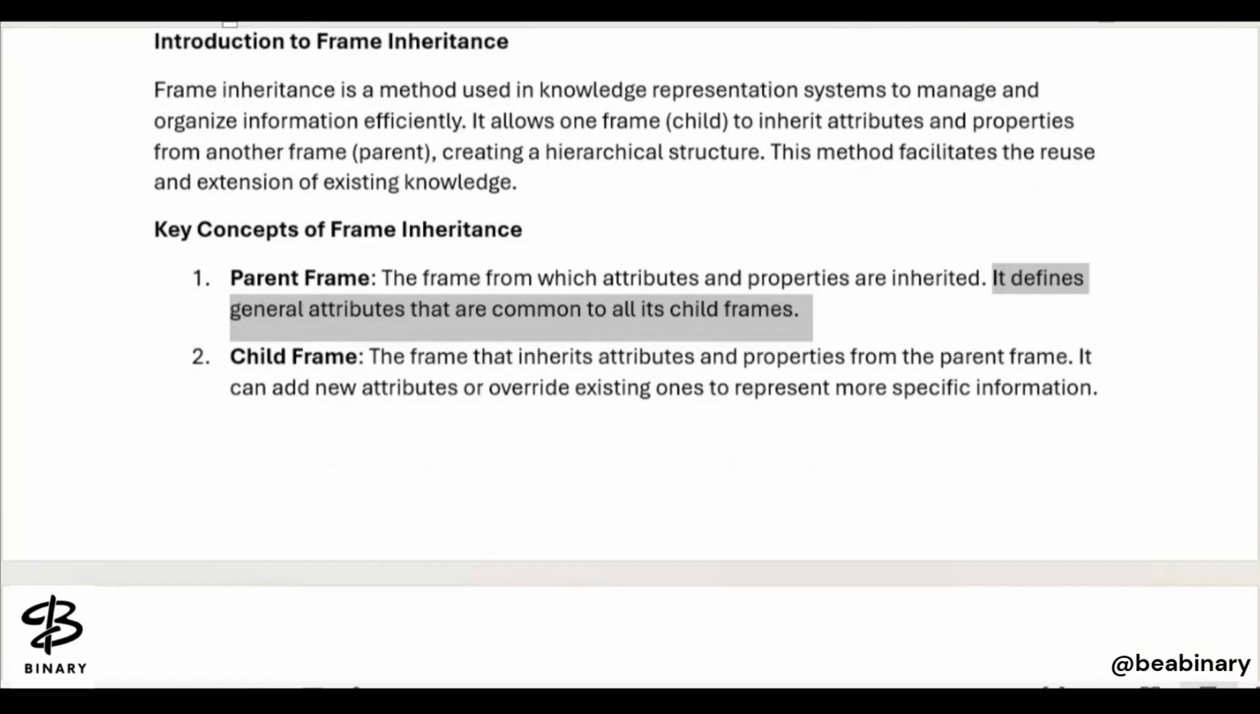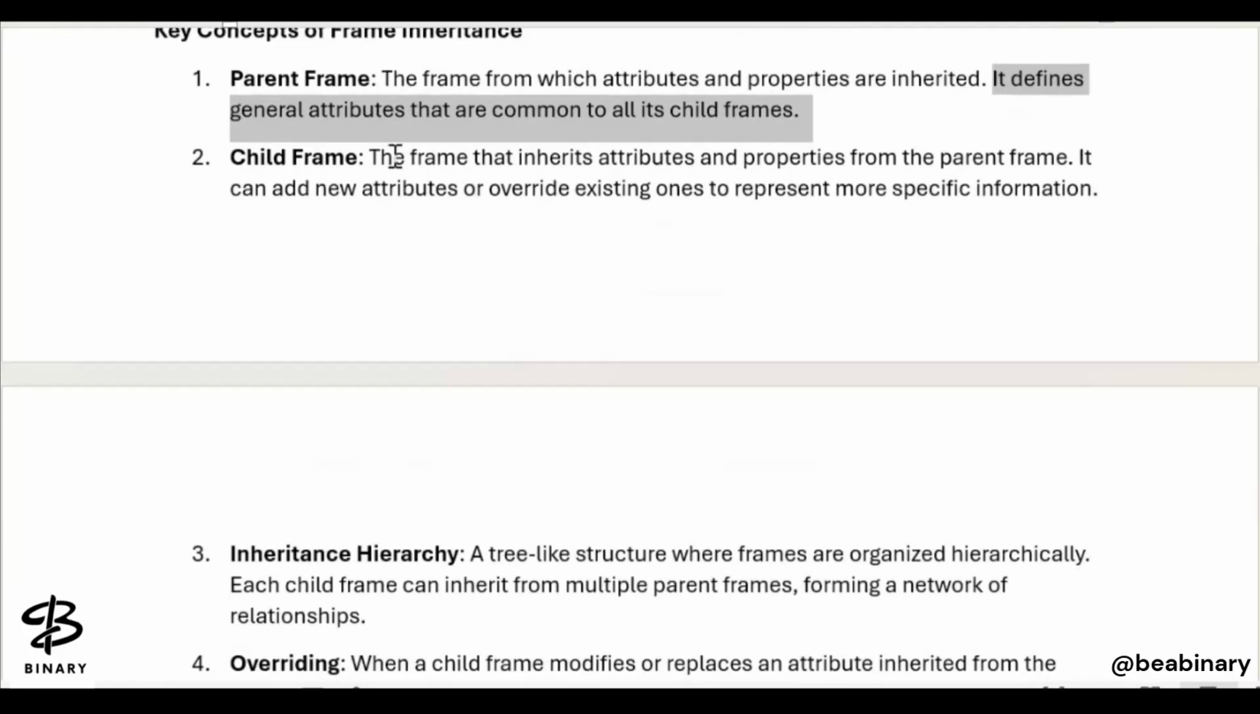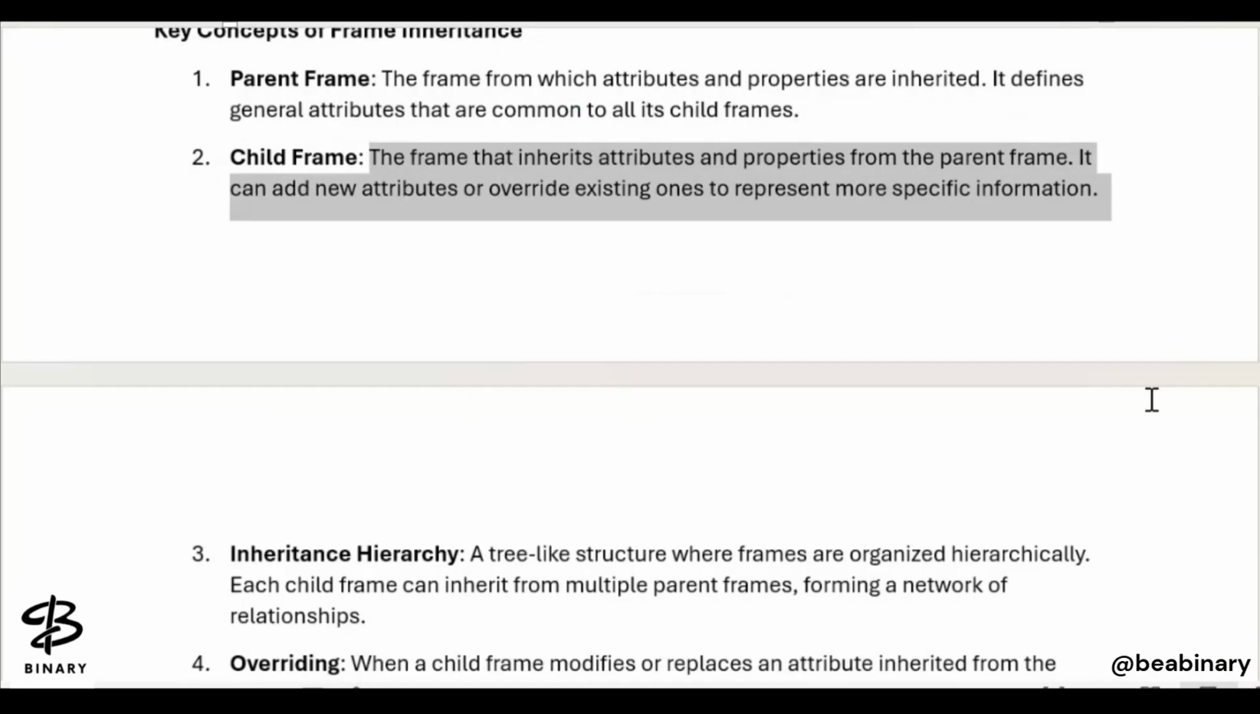Then we are talking about a child frame. A child frame is simply the frame that inherits the attributes and the properties from the parent frame. So here the professors, the non-teaching staff, or the students can be a child frame. It can add new attributes based on its situation, right? Because when we are talking about the student, the attributes will be the course here, or it can override existing ones also to represent more specific information about a particular frame.